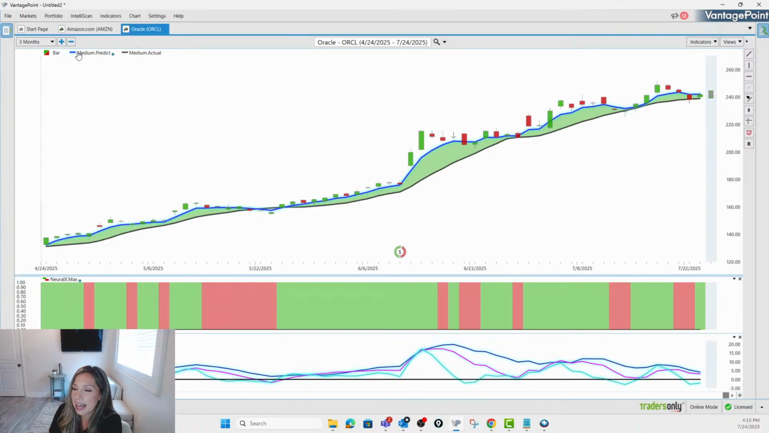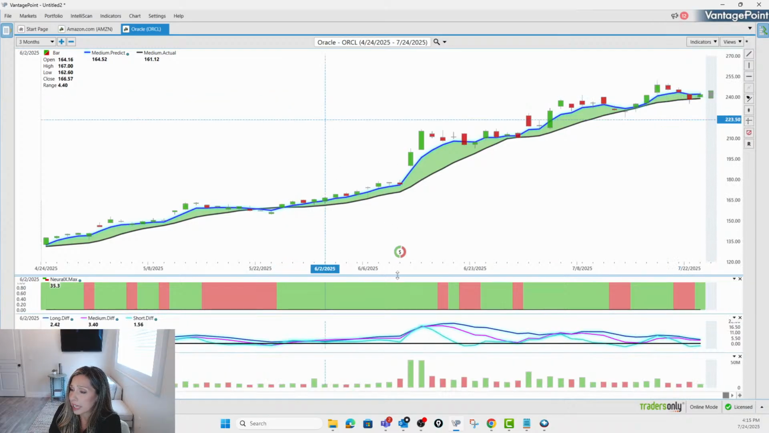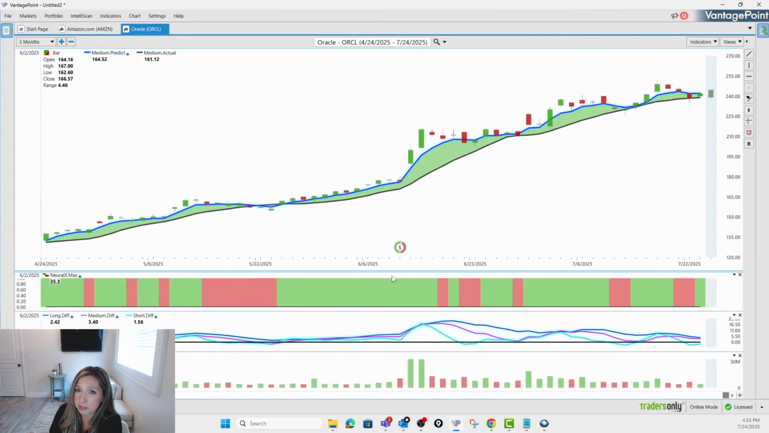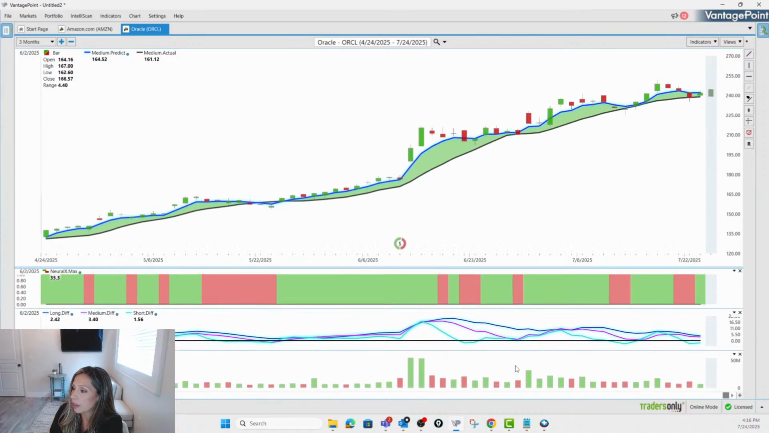So I'm just going to add volume to our chart here. Let's get volume on. I had already had that pulled up, so it didn't quite convert over to our previous chart view, but that's okay. It's a simple click of the button to get that new indicator added on to the chart.